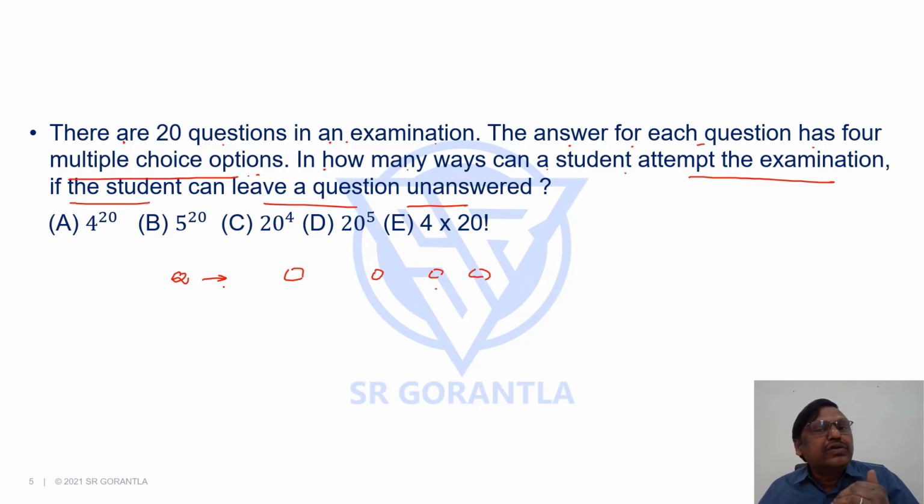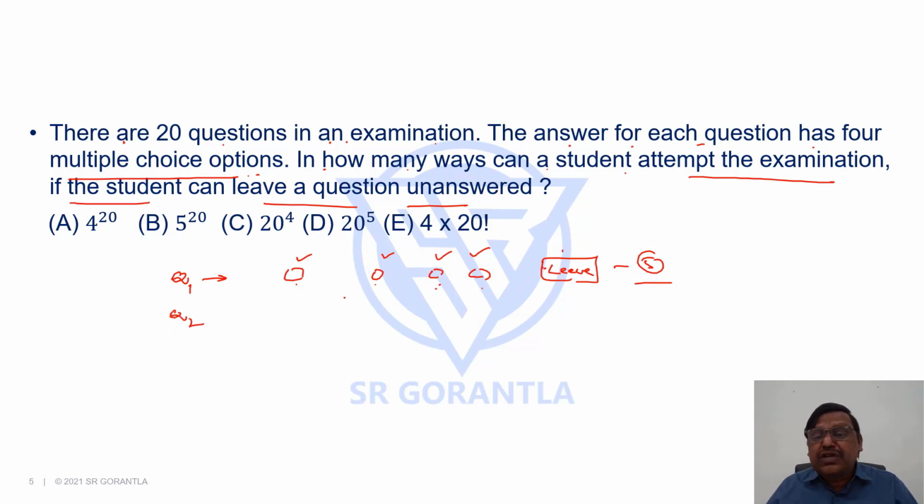Now, if you look at every question, how many options does a student have? For example, if he takes up question 1, he can mark any of these 4 options, or he may not attempt it at all. He may leave it also. One more option he has is leaving. So for every question he has 5 options, either to choose one of these 4 options or to leave the question. Question 2 also you can exercise 5 options. Question 3 also you can exercise 5 options, and so on.